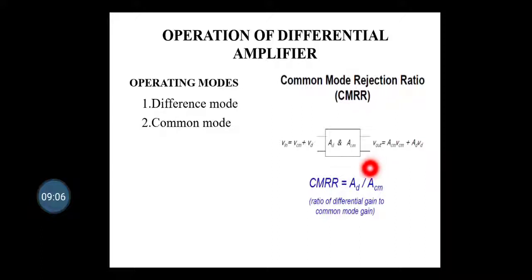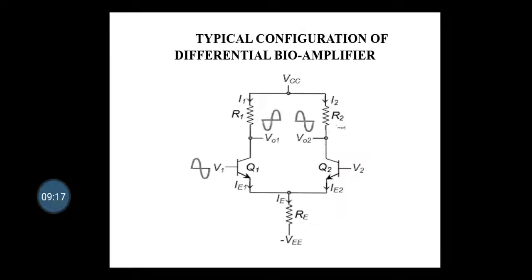From which we can find the gain. The average of the output will be calculated and it is termed AD, that is, the differential mode gain. Okay, then the next operation is common mode.